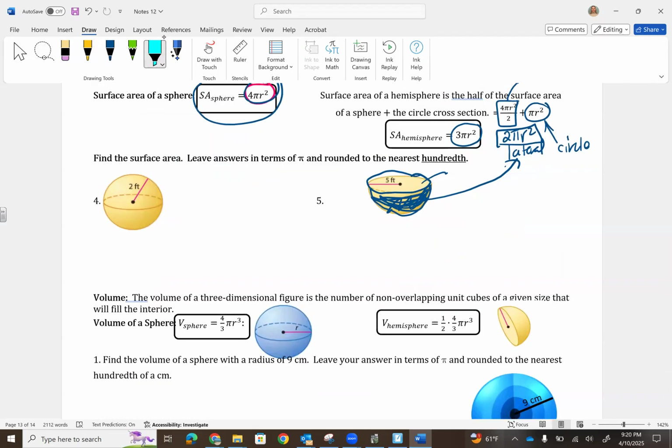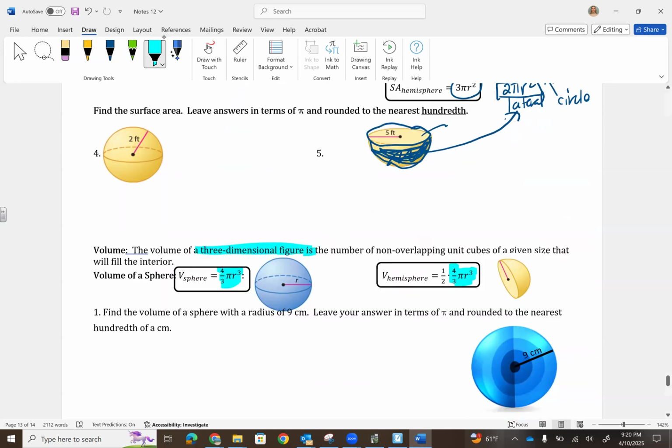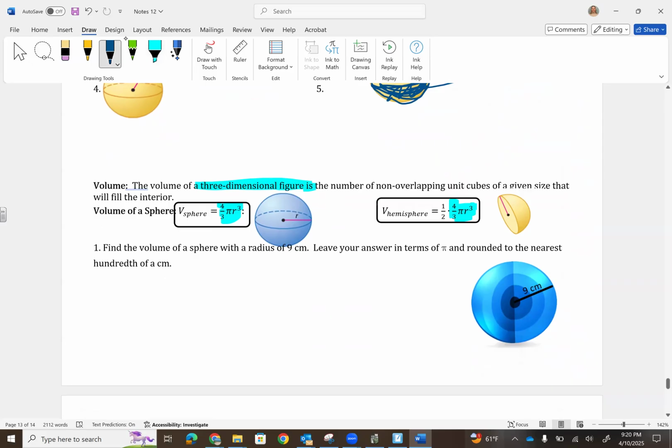Volume of a sphere would be 4/3 times pi r cubed. That's how many 3D cubes can fit within a figure. And a hemisphere is pretty easy. It's just half of that. So the volume of a hemisphere is going to be half the volume of an entire sphere with the same radius. So a lot of logic here. How would you do this first figure? It says find the volume. So the volume is 4/3 pi r cubed, and it's a whole sphere. The radius is 9.